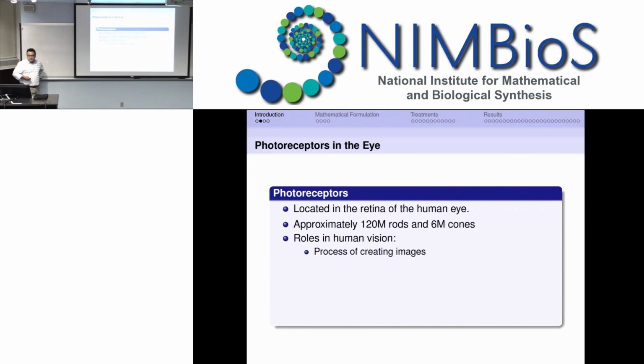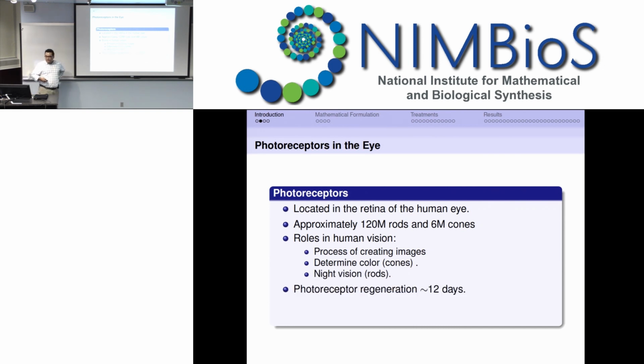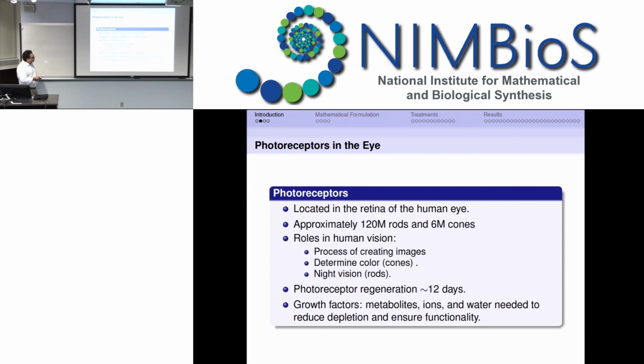Their roles in human vision, so they contribute to the process of creating images. The cones, for example, determine the color. The rods help with the night vision. Some facts about the photoreceptor regeneration. It takes approximately 12 days. And there are some growth factors. So there are metabolites, ions, and water that are needed to reduce the depletion and ensure the functionality.